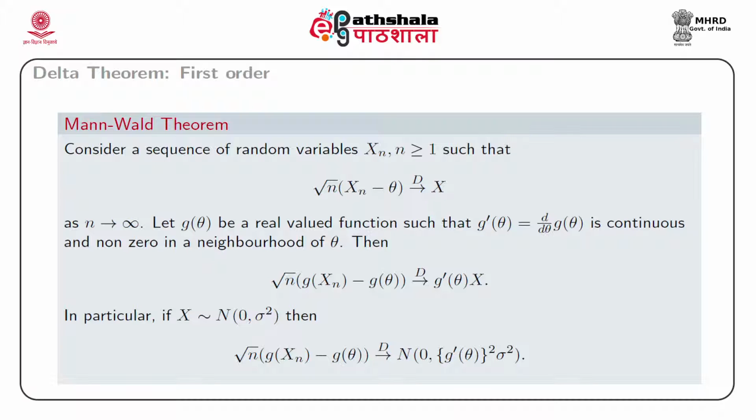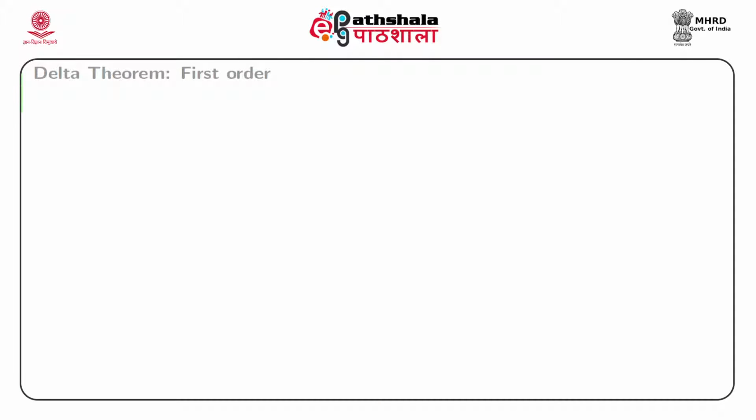In particular, if X has a normal (0, sigma squared) distribution, that is, a normal distribution with mean 0 and variance sigma squared, then the convergence holds to a normal distribution with mean 0 and variance sigma squared multiplied by the square of the first derivative of g at theta. So let us discuss the proof of this delta theorem.